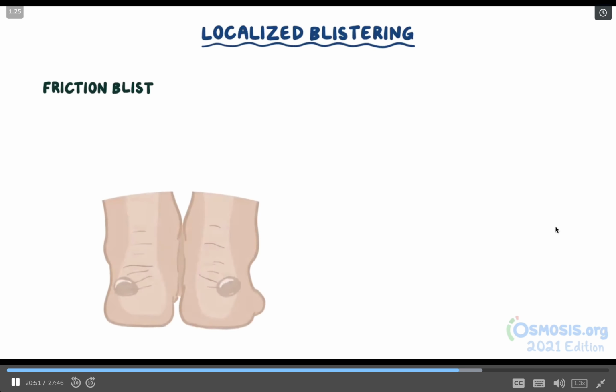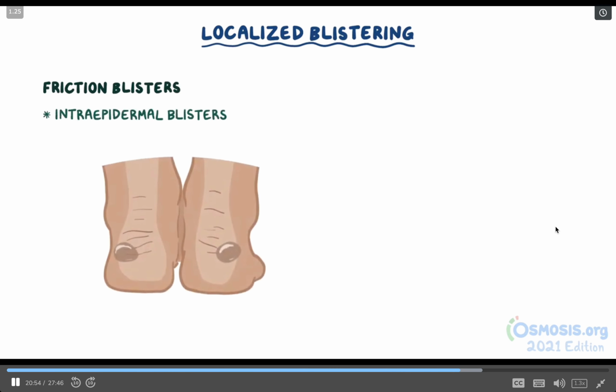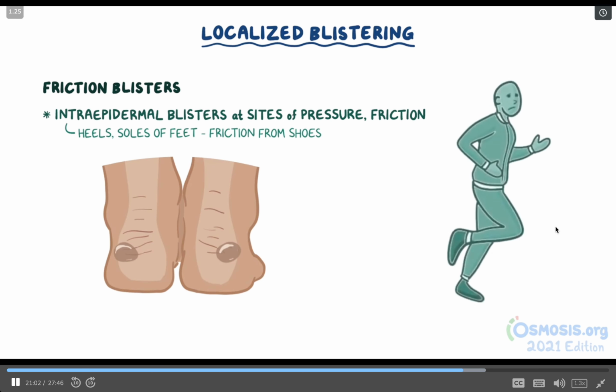A fairly common condition presenting as localized blistering are friction blisters, which are intraepidermal blisters that may occur at sites of pressure and friction. They most frequently occur on the heels and soles of the feet due to friction from shoes due to walking or running.